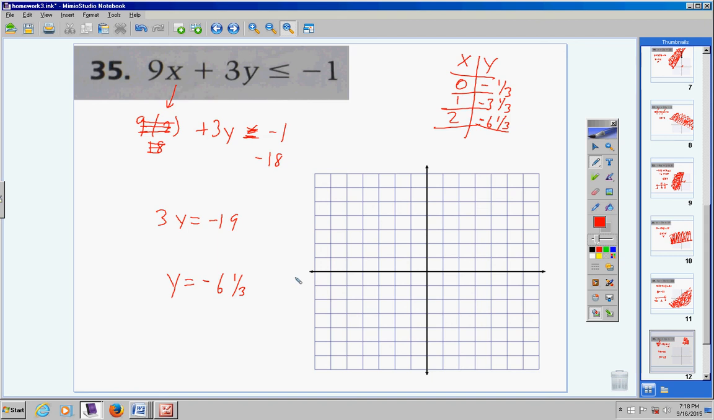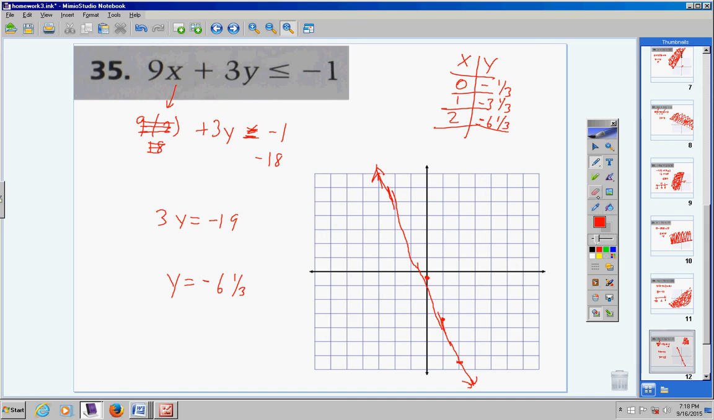When you sketch your line, notice you have an equal sign here, so it will be a solid line. So 0, negative 1/3, 0, negative 1/3. Over 1, down negative 3 and 1/3. And then over 2 and down 6 and 1/3. And so there's the line right there. Alright. And I'm not very good at drawing these, but you get the point. Okay, you can use a straight edge and make sure your lines are good and straight. There we go. It's going to be a solid line, and there it is.